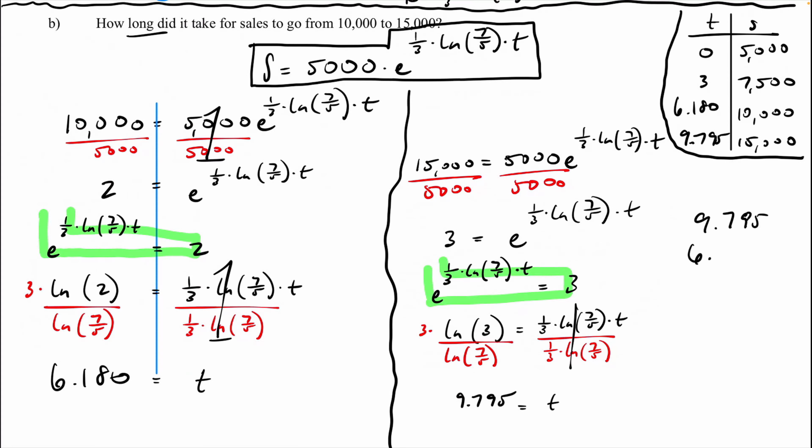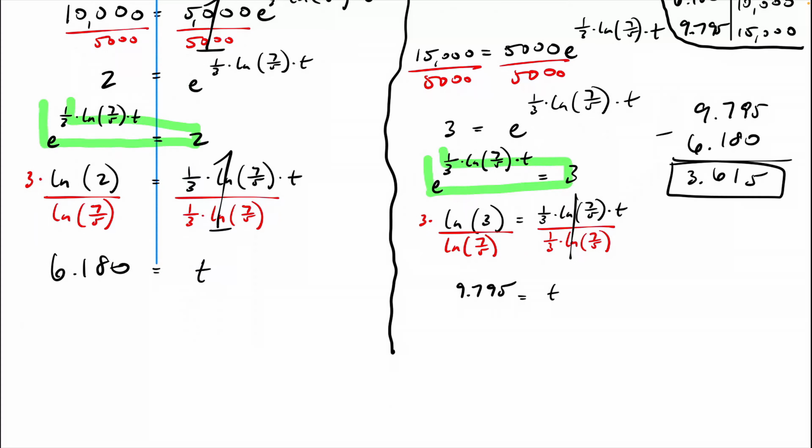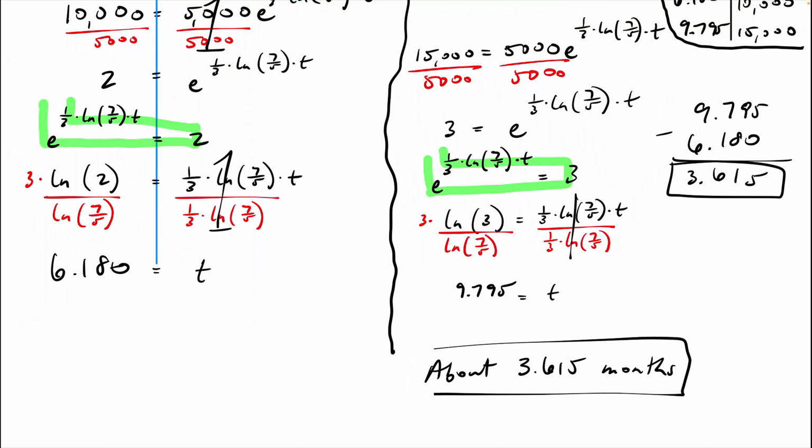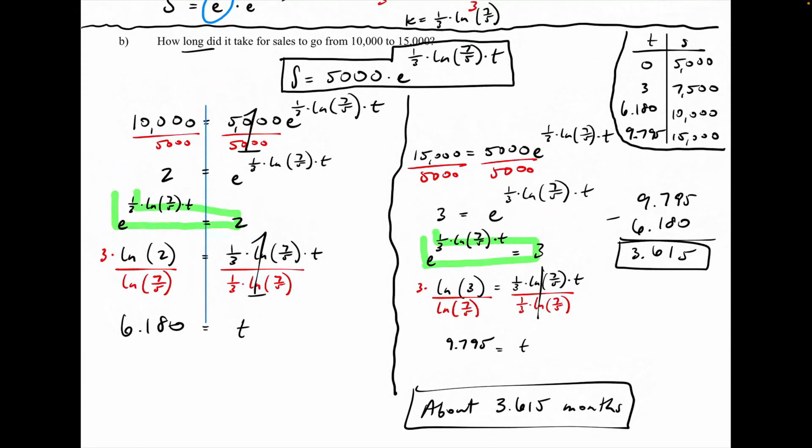When were you at 10,000? Sometime in the 7th month. Subtract them. A little over 3.5 months. So it took about 3.615 months. So a little over 3 months. It took a little over 3 months to go from 10,000 sales to 15,000 sales. Okay.